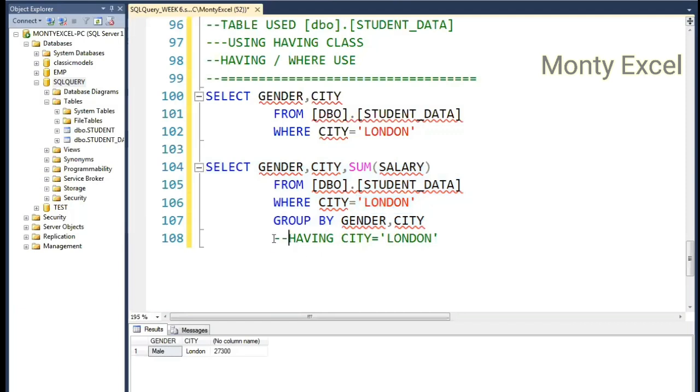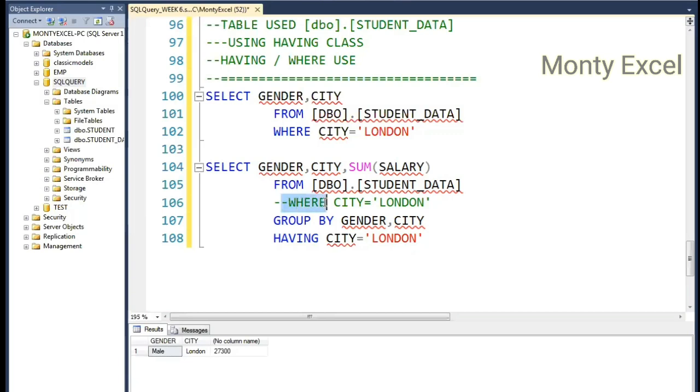But if I use having, what happens? When I run this, though it's giving a result, it's very confusing. You cannot use this, because where has the same meaning and having also has the same meaning. So don't use where here. We need to always use having, because after grouping certain information, if we want to use a where condition, then we need to use a having. Then when I run it, you may get the same result, because having and where are the same.